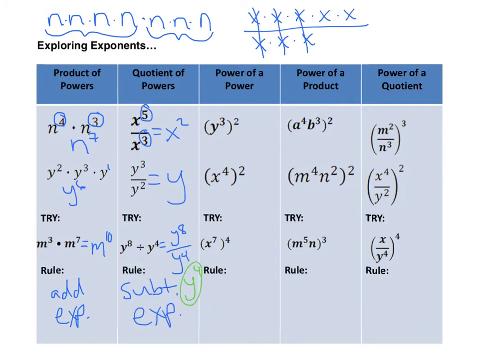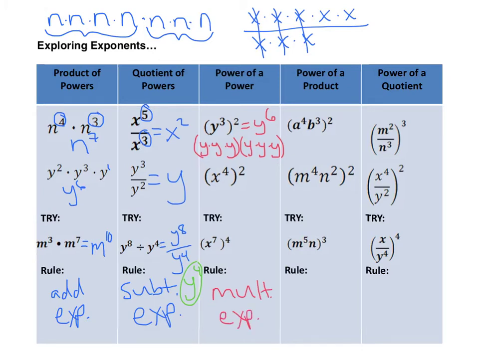Alright, let's keep moving. Power of a power. The power of a power, let's once again write it out. Well, I have y to the third, that's y times y times y, and that whole thing is squared, so really I'm writing it twice. So I have y times y times y, and y times y times y. Well, how many y's do I have there? I have 1, 2, 3, 4, 5, 6. I have y to the sixth. Well, with 3 and 2, what operation would I have to do in order to get 6? I'd be multiplying, so 3 times 2 gives me 6, and that's our rule. We're going to multiply exponents.